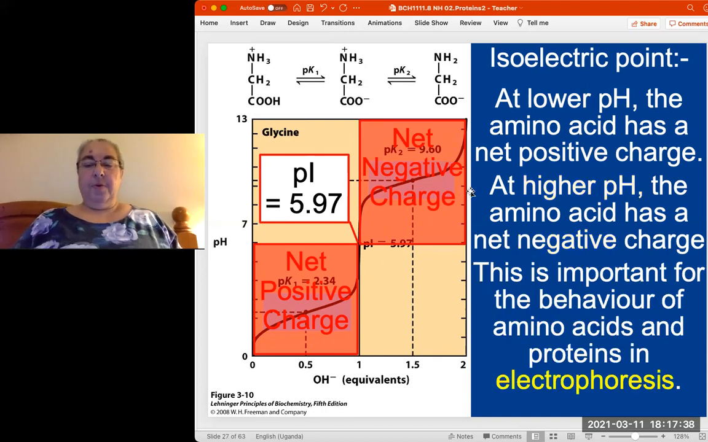So this is important when we're thinking about the behavior of amino acids in proteins, in things like electrophoresis. In a few weeks, you'll be learning about methods that we can use to separate proteins out. And one of those is electrophoresis, using the charge of the protein molecules to separate different proteins. So remember this fact when we come on to talk about electrophoresis.